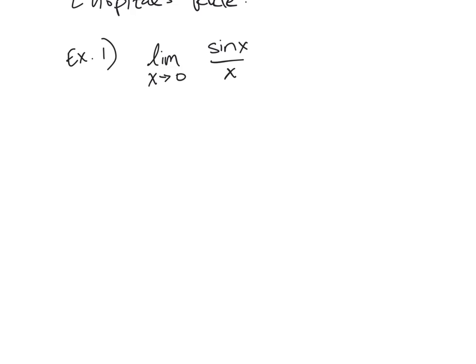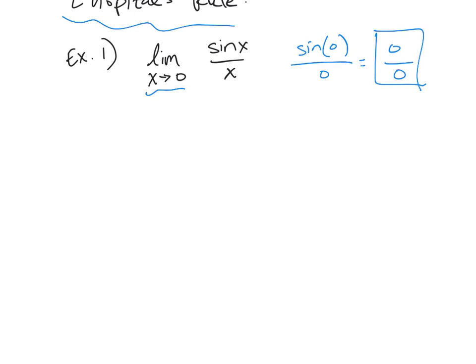Hey guys, in this example, we're going to evaluate this limit, and so the first thing I would do is direct substitution. When I do direct substitution, I see sine of 0 over 0, and I know that sine of 0 is 0, and 0 is also 0, so this gives us an indeterminate form.